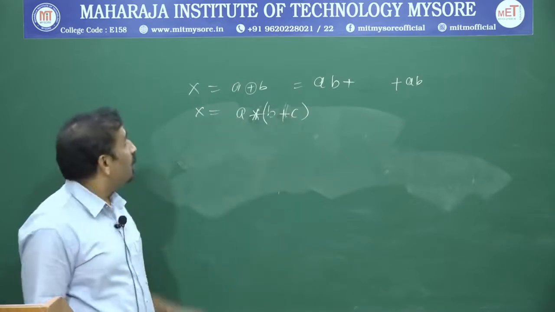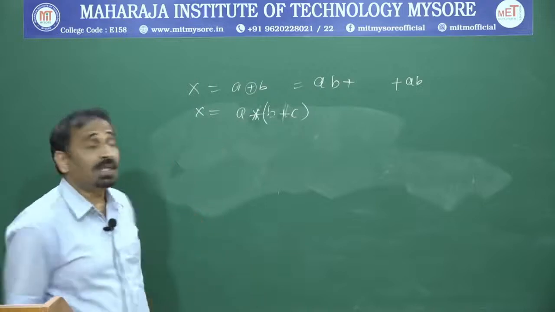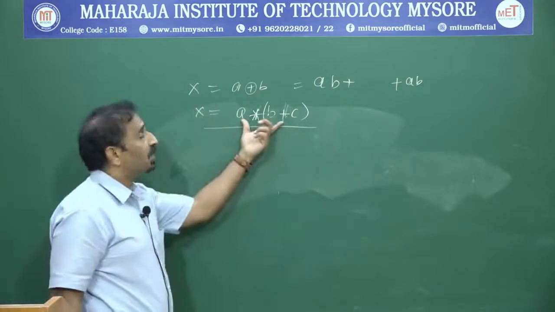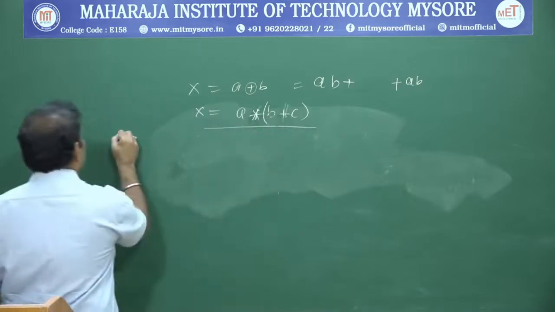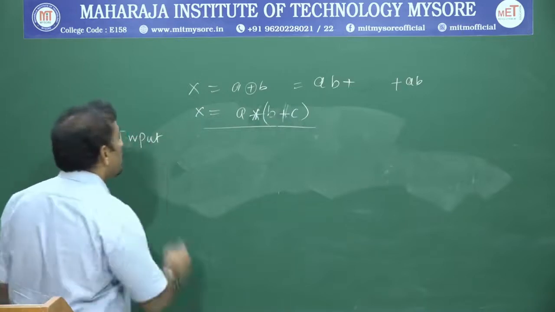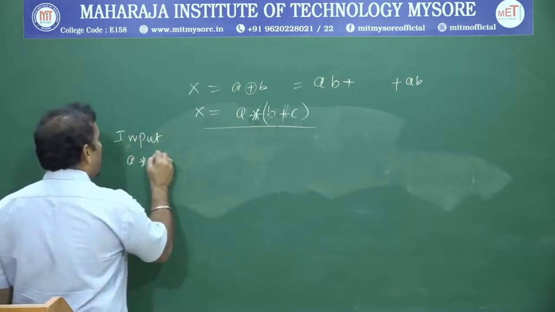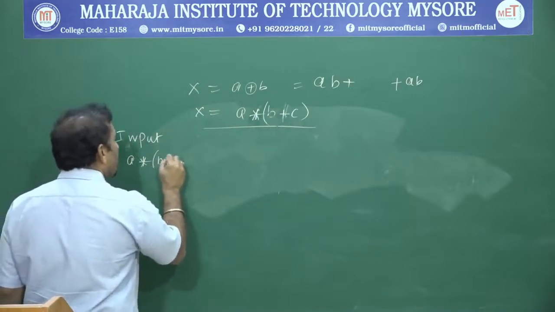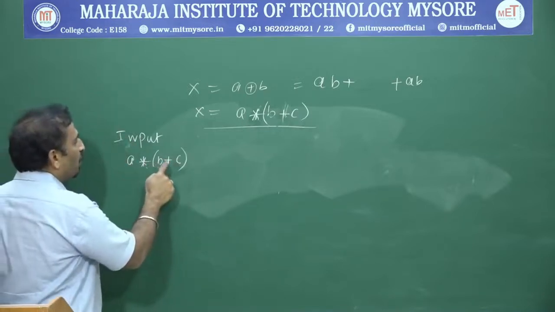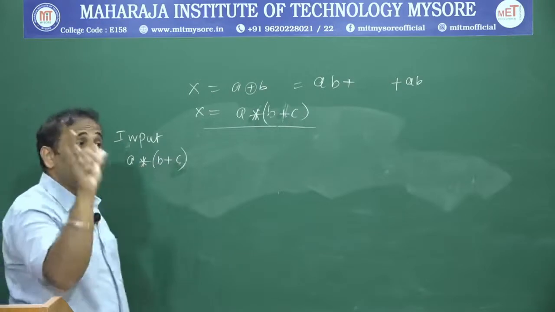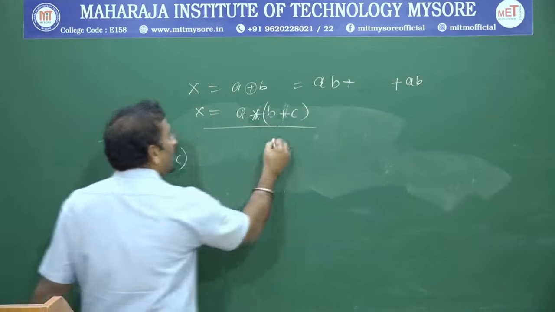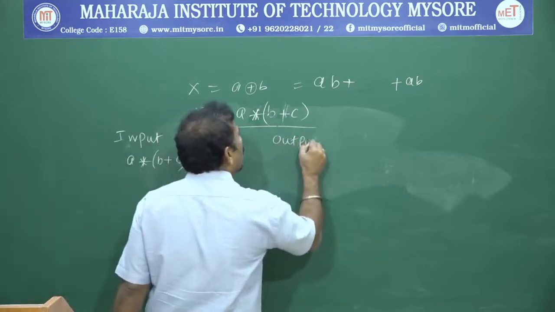If you write a postfix expression, you have to know which input you are giving. So you are giving this one as an input. The input is a star open bracket b plus c close bracket. One, two, three, four, five, six, seven characters of input you are giving. This is the input you are giving, and I am trying to get an output.